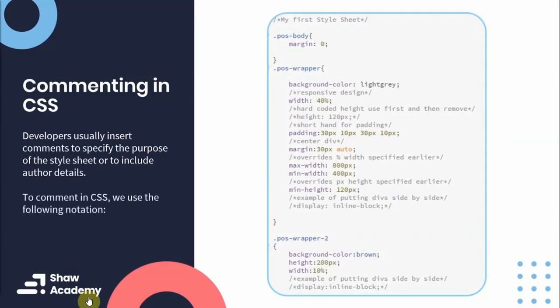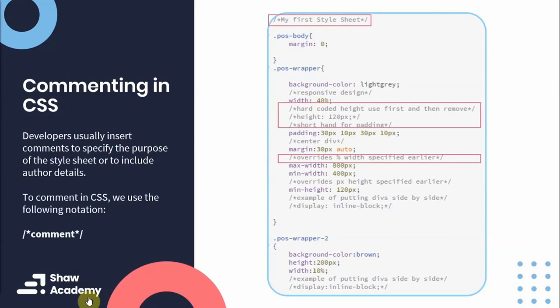And here's a couple of examples. If we want to comment in CSS, we must use the following notation, where we have a slash with an asterisk, your comment, and then another asterisk with another slash. Okay, your comment needs to be in between the two asterisks. And an example here would be these several comments that we have over here. In the first one, we just have a basic comment that says, "This is my first style sheet." Then we have several others, such as hard-coded height, use first and then remove. Then we have height set to 120 pixels, shorthand for updating, okay?